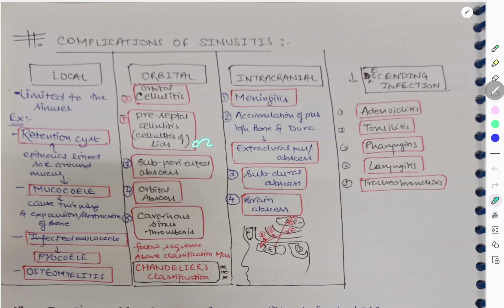After cellulitis of lids, we have orbital cellulitis. The severe form of cellulitis will go to subperiosteal abscess. So first we have cellulitis, and with increasing severity it forms an abscess. So first we had preseptal cellulitis, then orbital cellulitis, then subperiosteal abscess, then orbital abscess, and then at the end we have cavernous sinus thrombosis. So this was about the orbital complications of sinusitis.